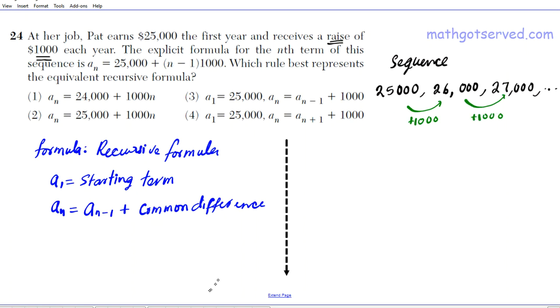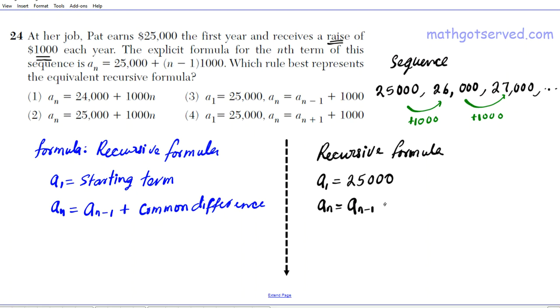Alright, so let's write down the recursive formula. The recursive formula for this particular scenario is as follows. We have a_1 is the starting term, first term, 25,000. And every other term can be determined by taking the previous term and adding the common difference, which is 1,000. The answer to question 24 is option number 3.